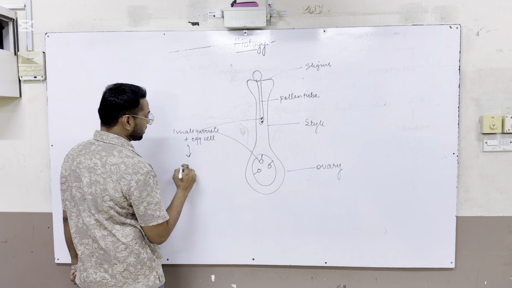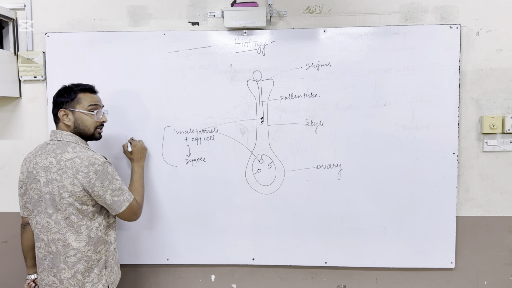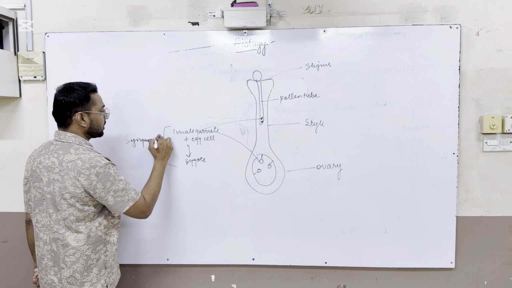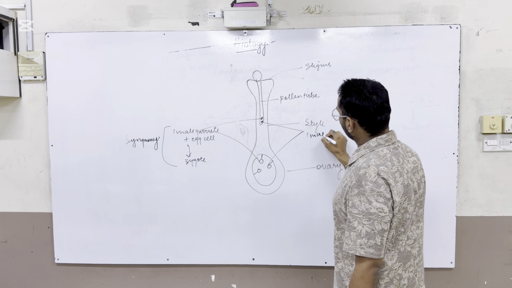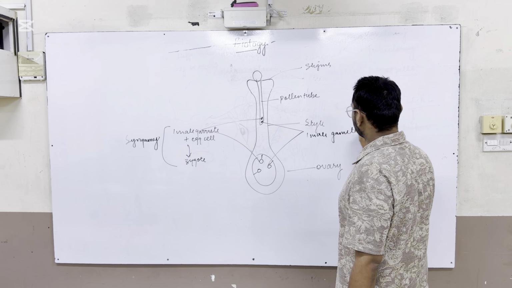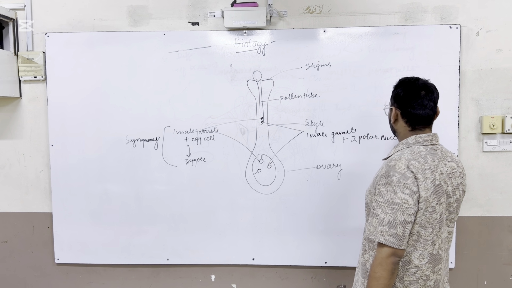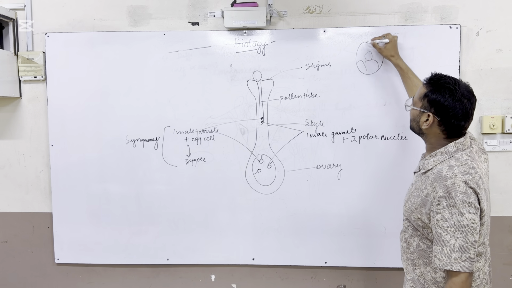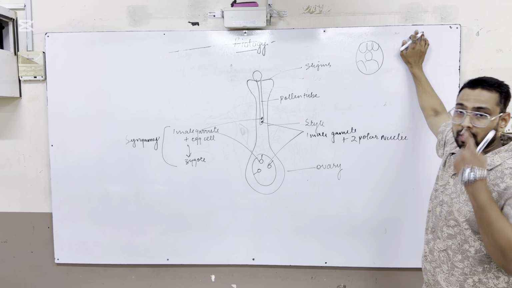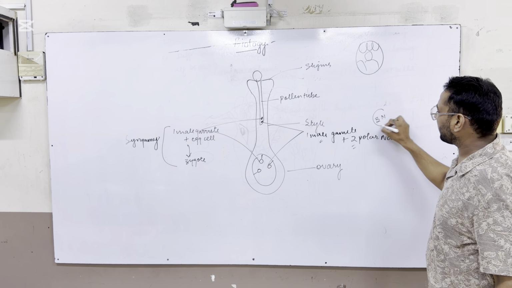It results in the formation of zygote basically. This fertilization is called syngamy. What is it called? Syngamy. Another male gamete fertilizes with what? Two polar nuclei. Basically, when you see inside the ovule, you will find that there are synergid cells, the egg cell, and polar nuclei. Two polar nuclei are there, plus one male gamete. Total 3 nuclei will be there.